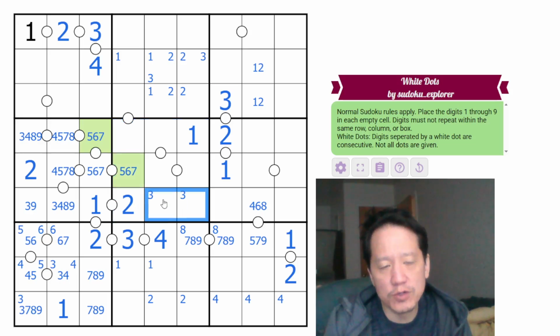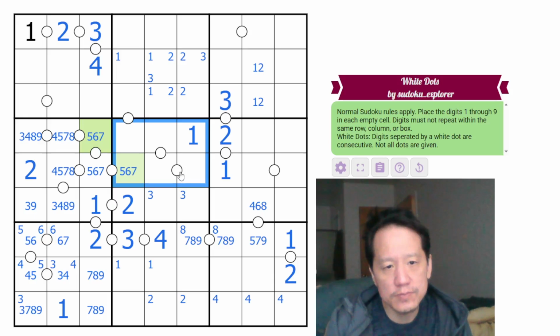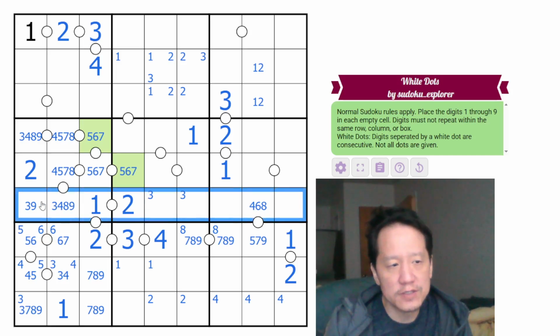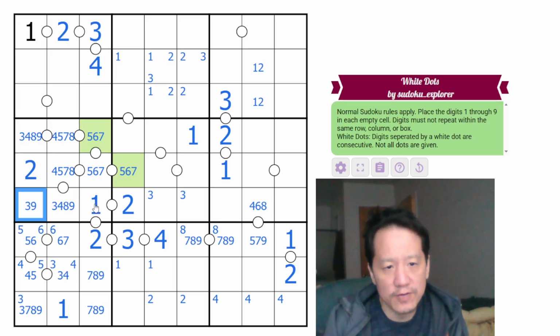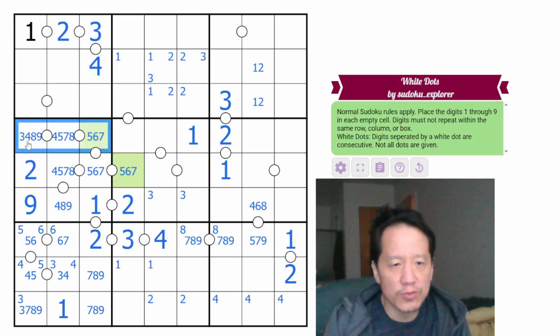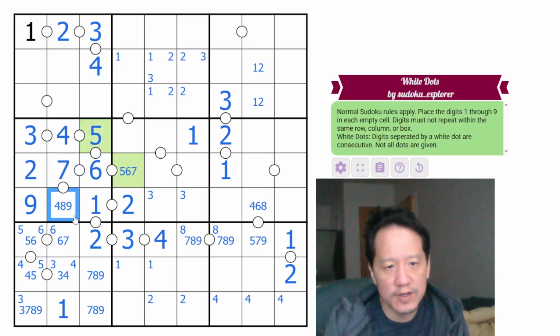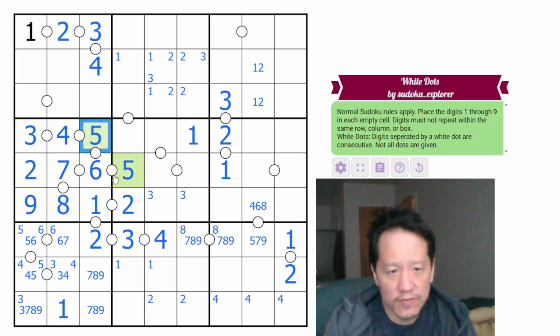Well, since 3 is one of those two cells in the middle box, that means the 3 cannot be in any of the rest of the row. So this can't be 3, therefore this is a 9. This can't be 3. Where is the 3 in this box? It can only be here. So this is 3, which makes this 4, which makes that 5, which makes that 6, 7, and 8. This 6 can only be next to 5 and 7, so this can't be 7. This has to be the 5.